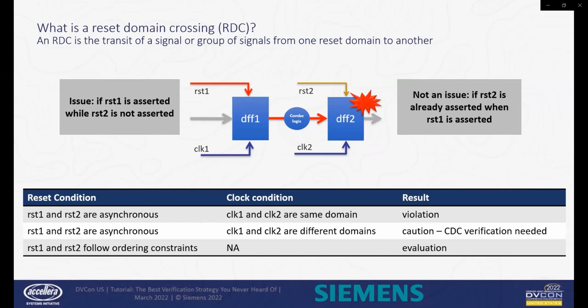It is an issue if RST1 is asserted while RST2 is not asserted, but it is not an issue if RST2 is already asserted when RST1 is asserted. CDC tools are capable of verifying the issue where the clocks and resets are both asynchronous, as identified in the middle row of the table. However, if the clocks are synchronous, there will need to be a violation reported or the need for an evaluation depending on the constraints applied regarding reset ordering. Tools such as Questa RDC exist to verify this phenomenon.